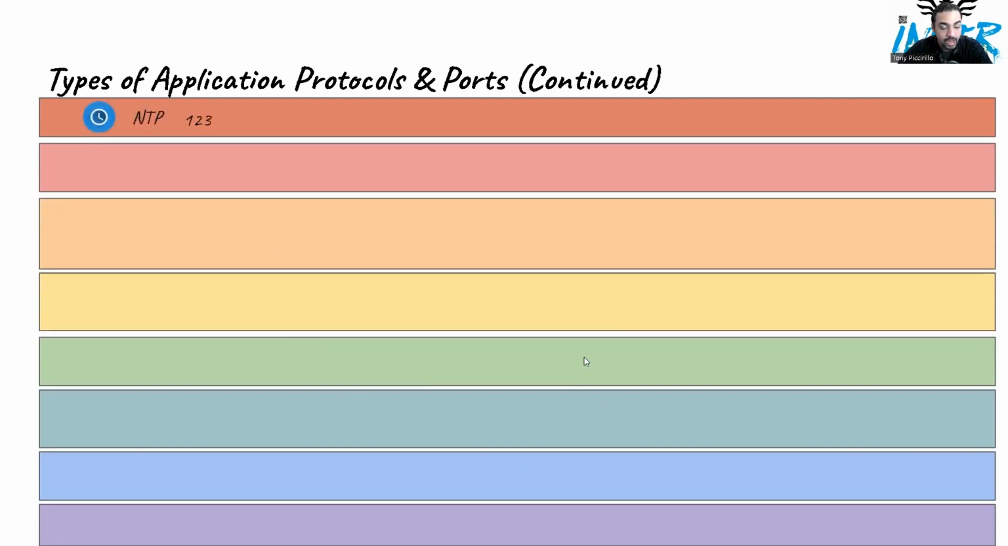NTP protocol stands for Network Time Protocol. It's used to synchronize the clocks on different devices on a network, kind of like how we set our phones and clocks to the same time, so we're all on the same schedule.